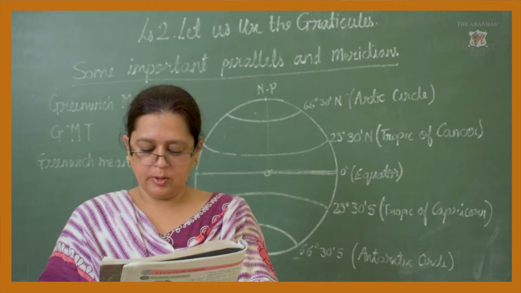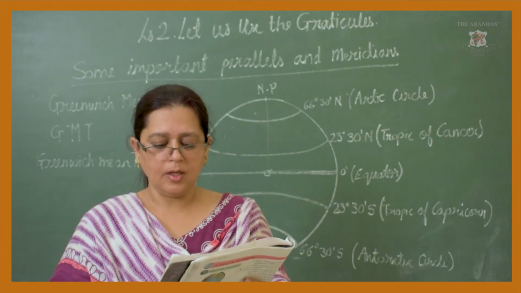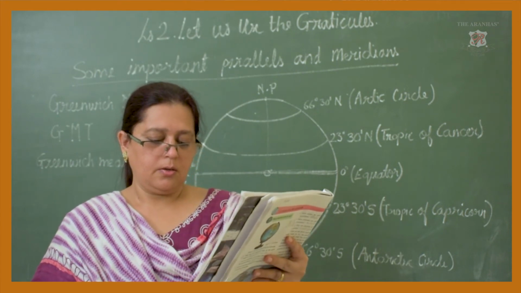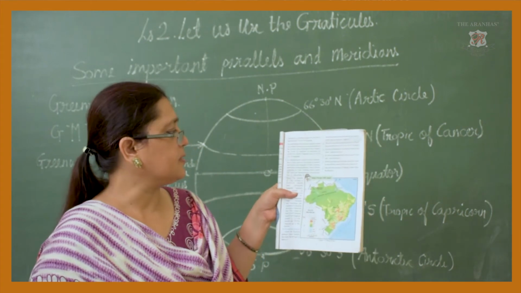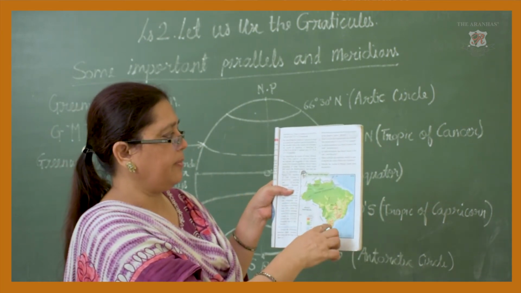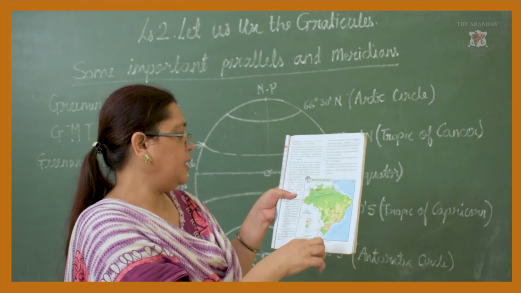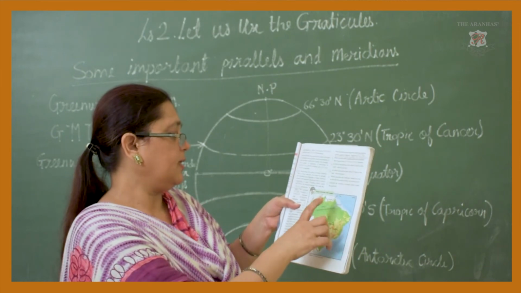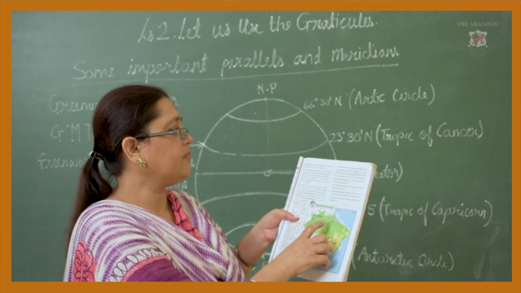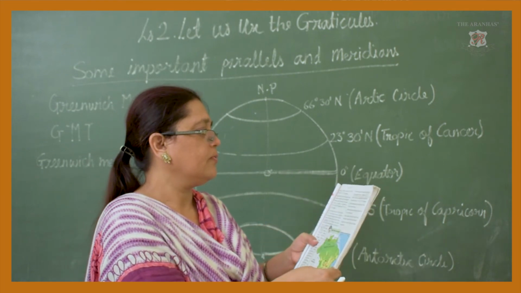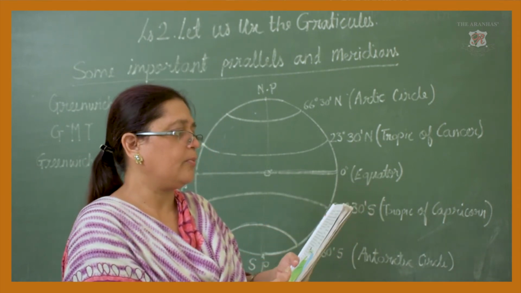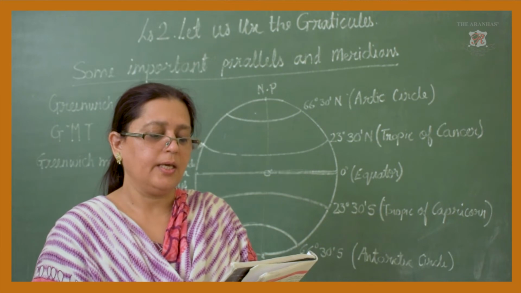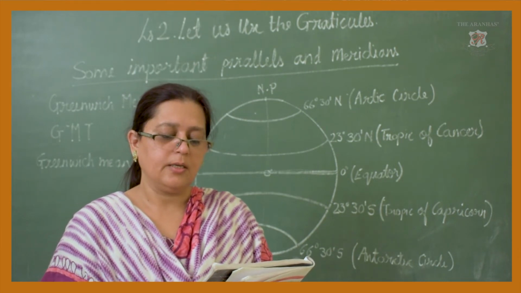Turn to page 11. See children, we can see the map of Brazil. This map over here. Now let's use the graticules. We'll find which latitude and longitude defines the location of the capital of Brazil, Brasilia.